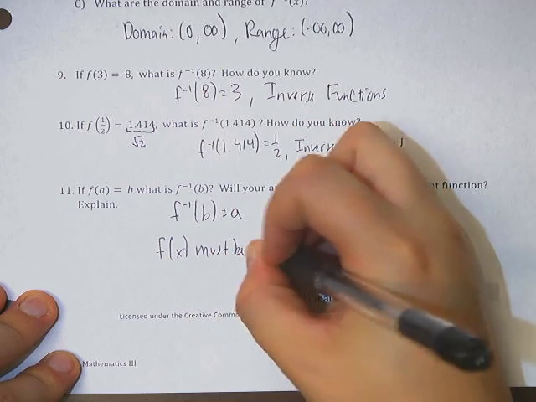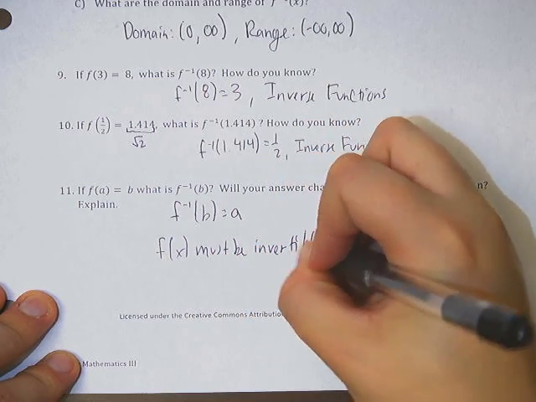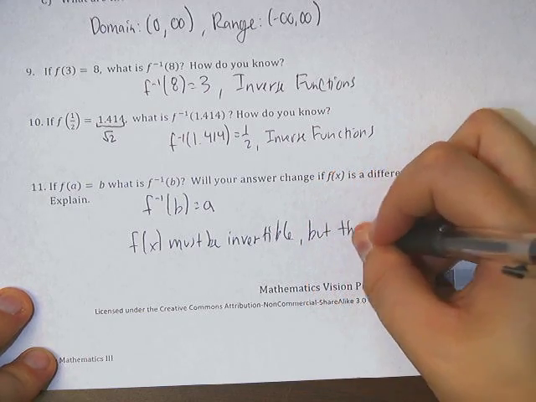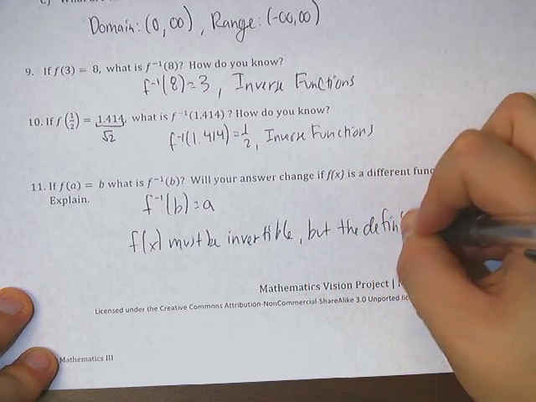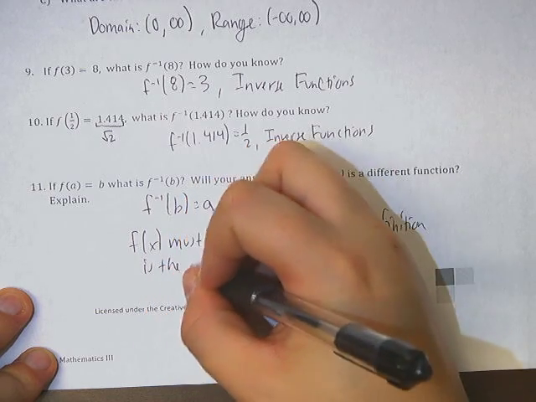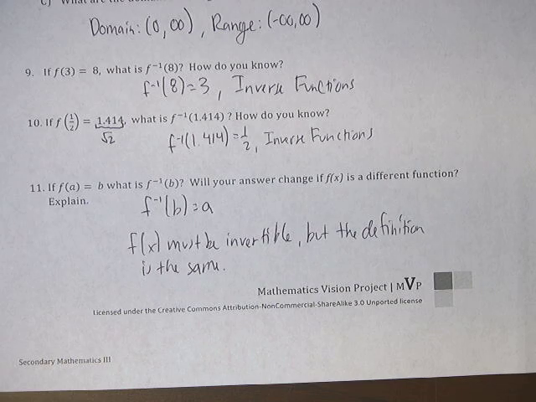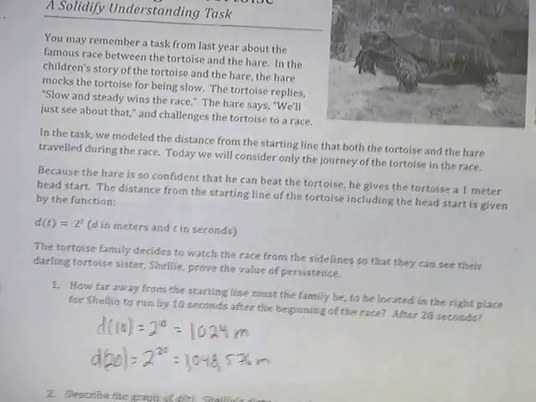Okay, last question here. If f of a equals b, what is inverse f of b? Now, by definition, it's going to be a again. And will our answer change if f of x is a different function? f of x must be invertible, but the definition is the same.